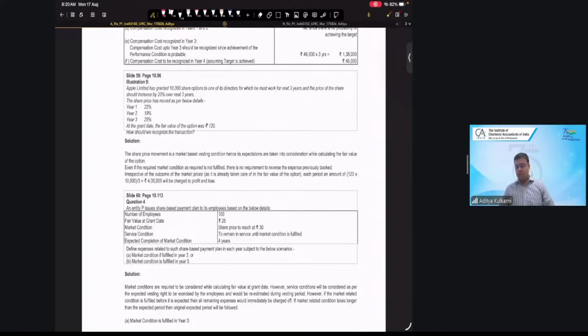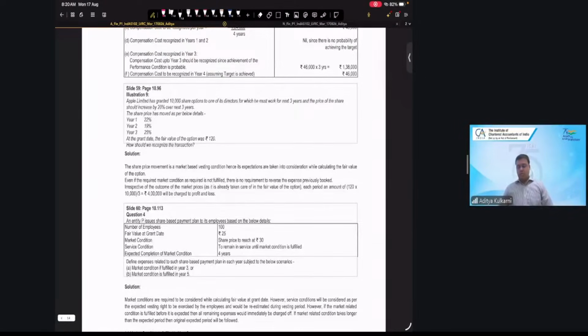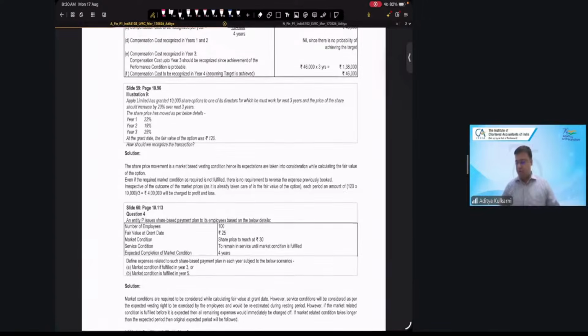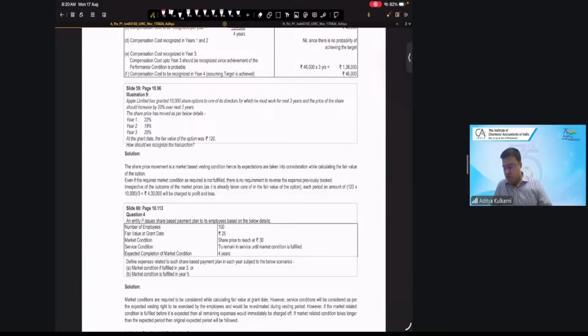Yes, all right. Now, Apple Limited has granted 10,000 share options to one of its directors, for which he must work for 3 years, and the price of the share should increase by 20% over the next 3 years. The share price has moved as per below details: 22%, 19%, 25%. At the grant date, the fair value was rupees 120. How should we recognize the transaction?